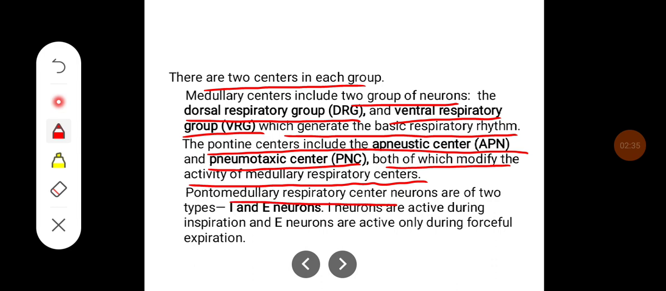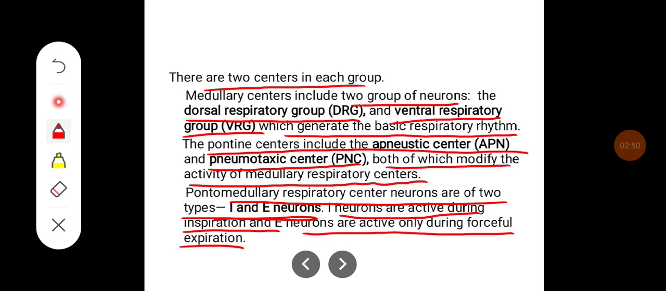Pontomedullary respiratory center neurons are of two types, that is I and E neurons, that is inspiratory and expiratory neurons. I neurons are active during inspiration and E neurons are active only during forceful expiration.